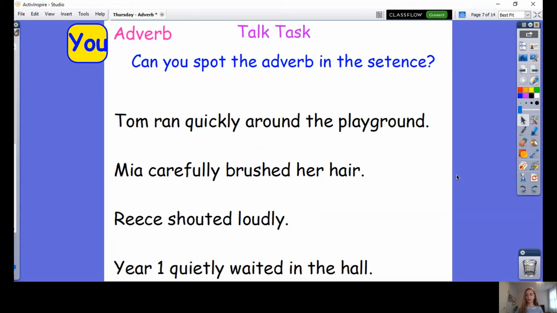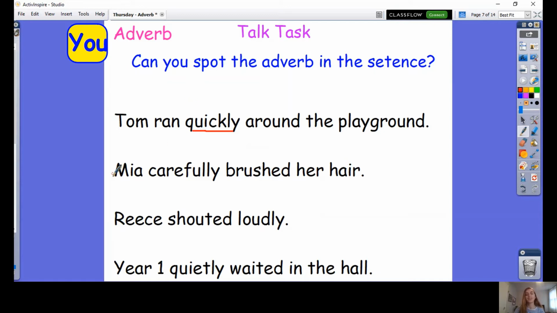Okay, ready to go for our answers? Are you sure? Okay, we are ready. Let's find our adverbs. The first sentence is, Tom ran quickly around the playground. Which word is our adverb? Well done, quickly. Quickly is our adverb. Quickly is describing our verb ran, because Tom ran. Did he run slowly? Did he run calmly? No, he ran quickly, and quickly is giving us extra description of how he ran.